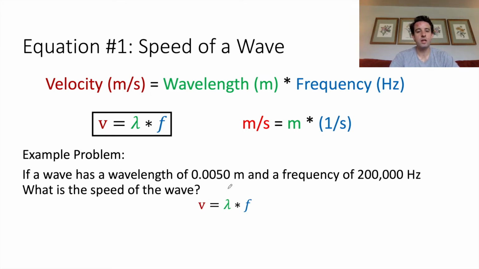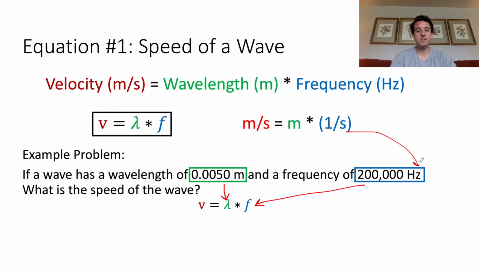Then I'm going to look to plug in things from the problem. So I'm going to box these guys in the problem. First thing we notice in green here is that meter. It says wavelength of, so we know that that's going to be our lambda value there, boxed out in green. In blue, we're going to box that 200,000 hertz. It says frequency of 200,000, and it's got that hertz unit. So we're going to know that that's going to be replaced by F. What is the speed of the wave? That's the question we're trying to answer, so this V is going to stay as a V.